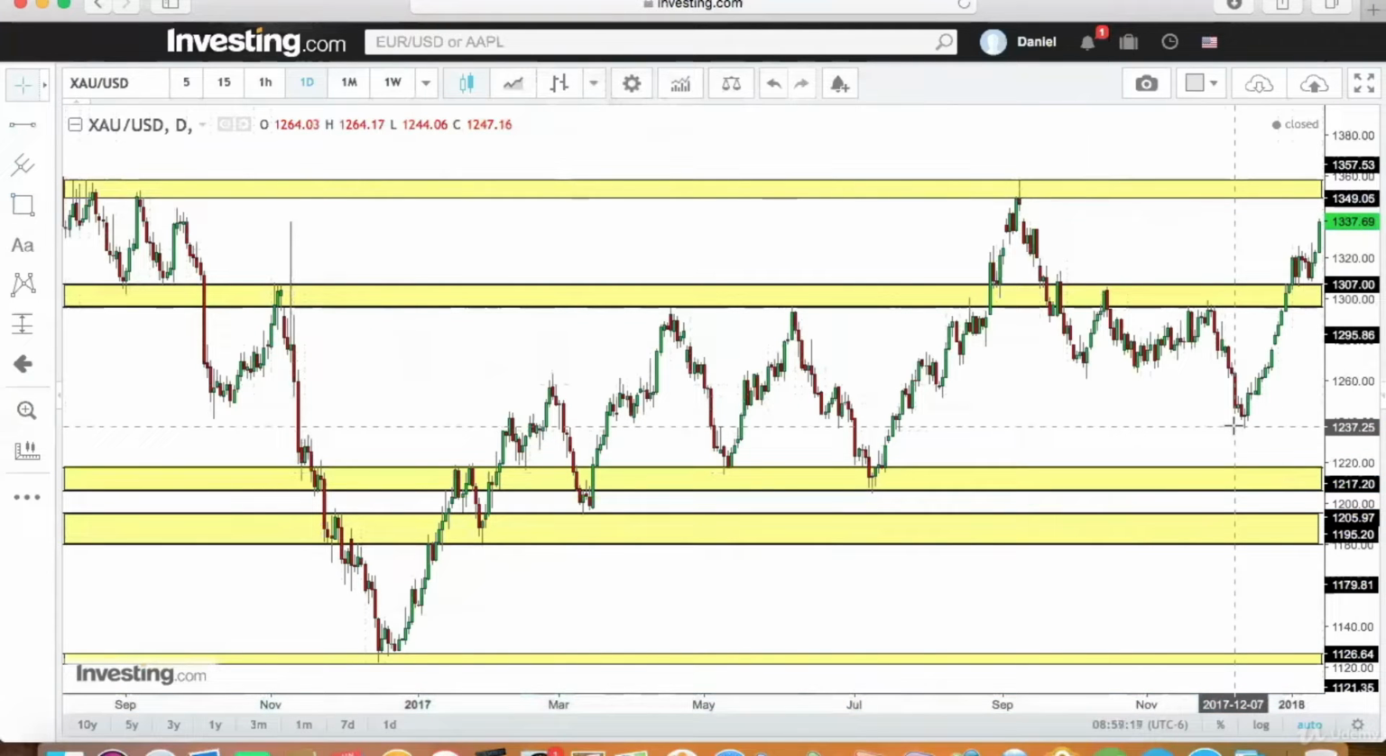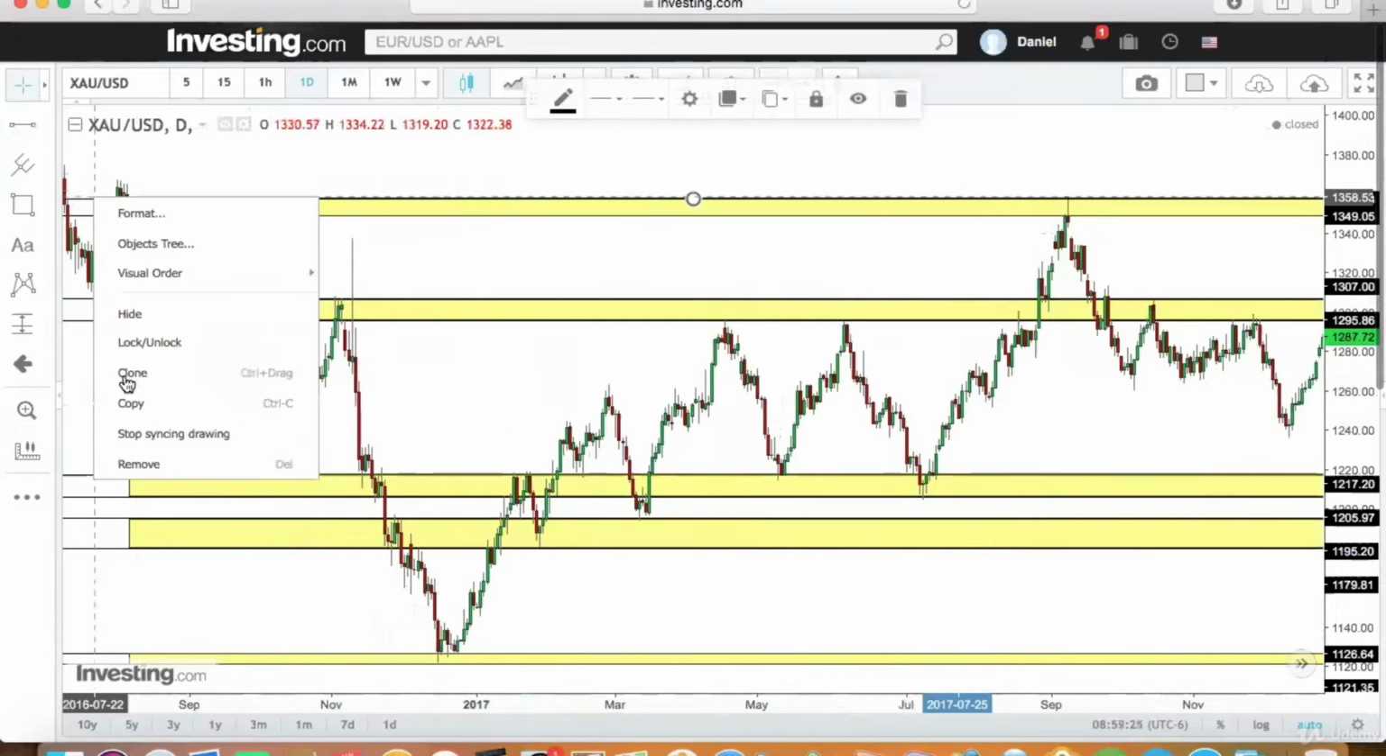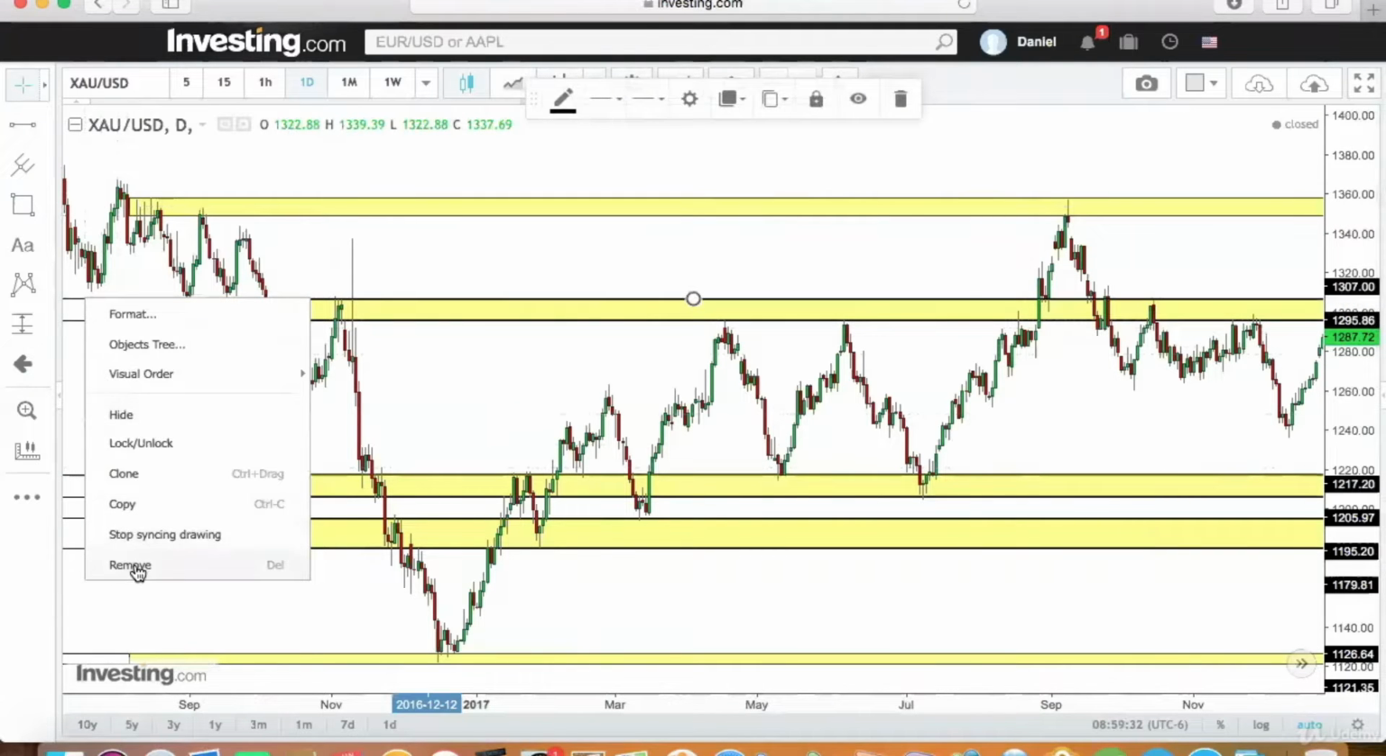So now that you have your levels mapped out, you want to remove the hard support and resistance lines from your charts because you no longer need them.